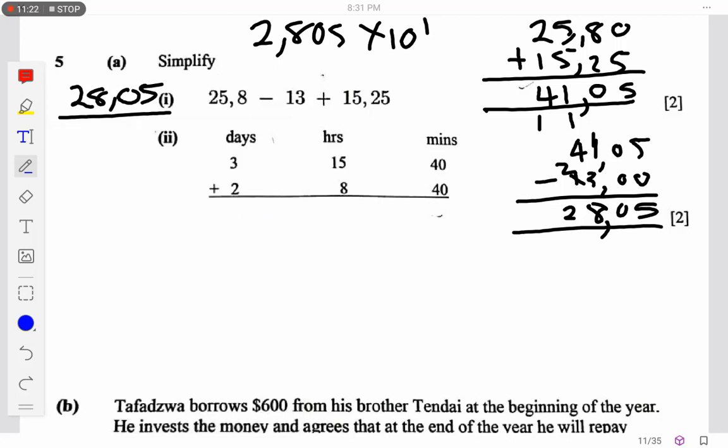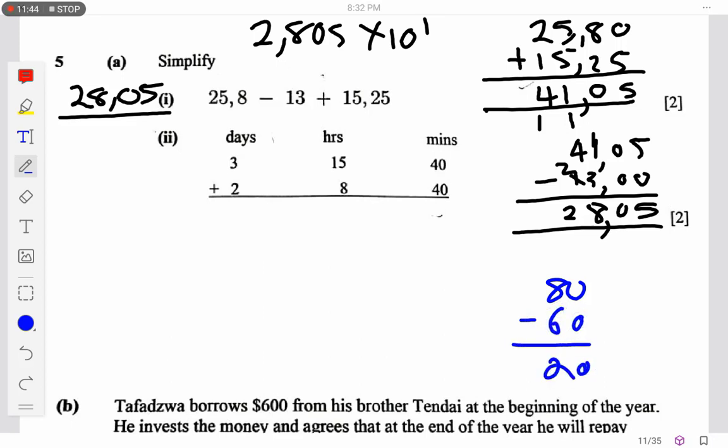So we can start with the minutes and we go to hours. 40 plus 40, we get 80. I'm going to write 80 down there. What happens is this, 1 hour contains 60 minutes. So since I got 80, which is above 1 hour, I'm going to say 80 minus 60 there. I'll get myself 20.